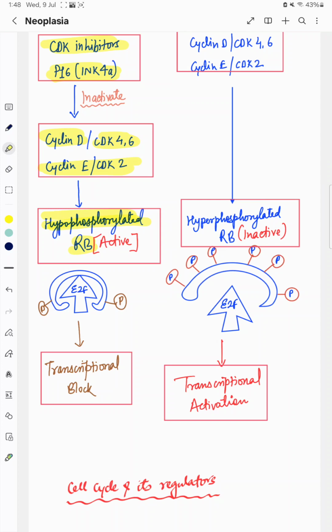This hypophosphorylated RB gene binds the elongation factor E2F, which is a transcription factor, and will result in a transcriptional block and no cell cycle progression beyond the G1 point.